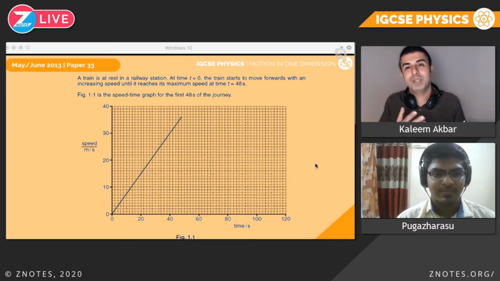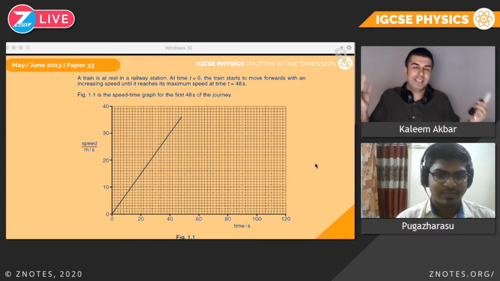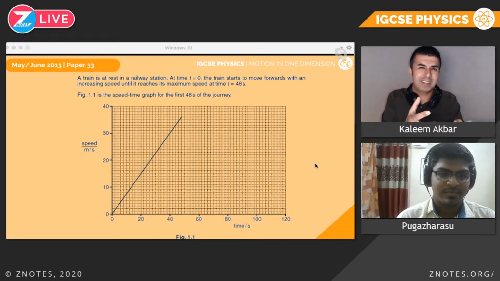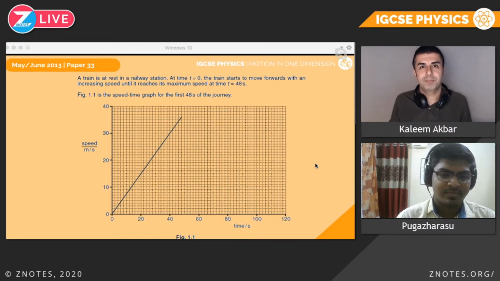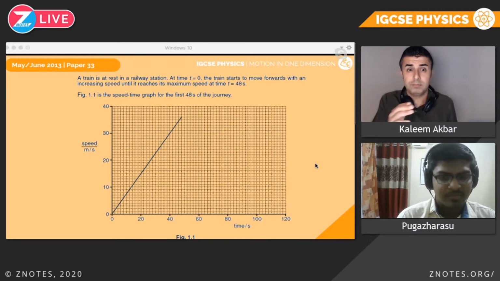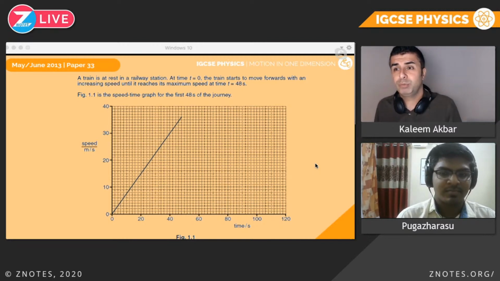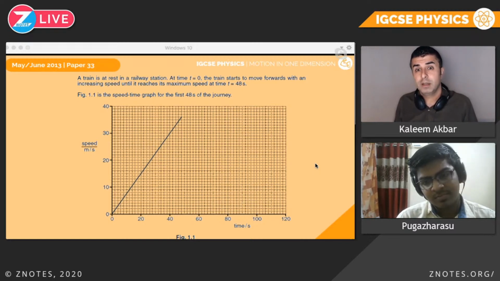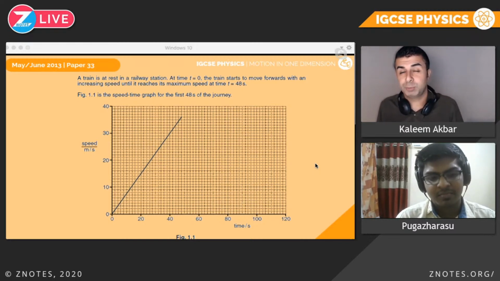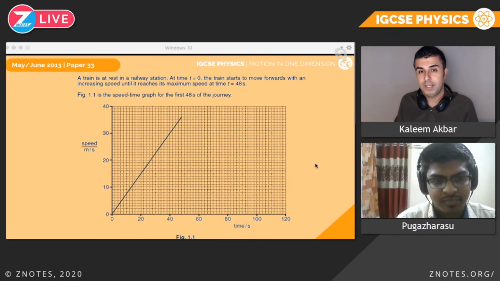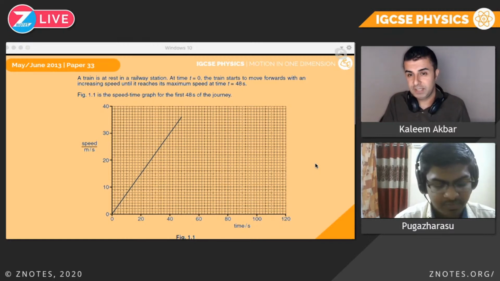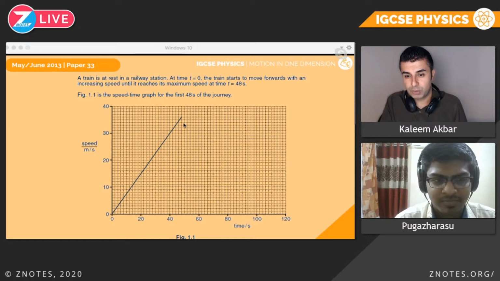So guys, when they say time t equals 0, all the examiner's saying is, look, we're starting whatever journey this is from now. So don't get confused with it. And what they're saying here is the train starts to move forwards with an increasing speed until it reaches a maximum speed at time t equals 48. So if you were to look carefully at this graph, t equals 48 is here.